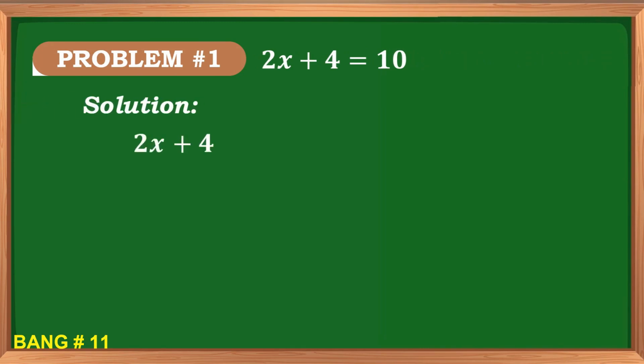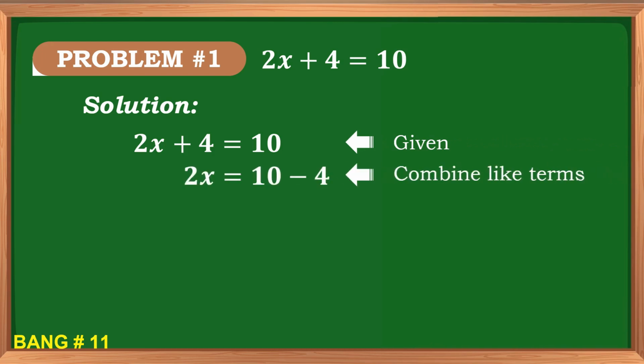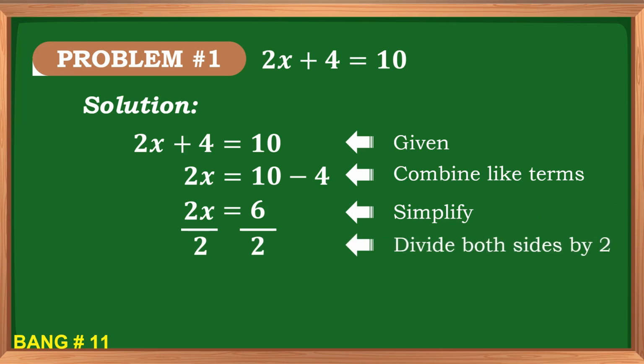Let's have this solution. Given the equation 2x plus 4 is equal to 10, you combine like terms by moving the variables to the left side, while the constants go to the right side, and change its sign. So that will show you 2x is equal to 10 minus 4. Then you simplify. That will give you 2x is equal to 6. Then you divide both sides by 2 to eliminate 2 and remain with the variable x. So the value of x is 3. That's your final answer.